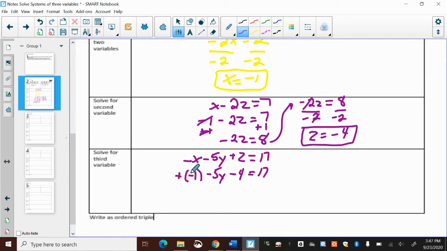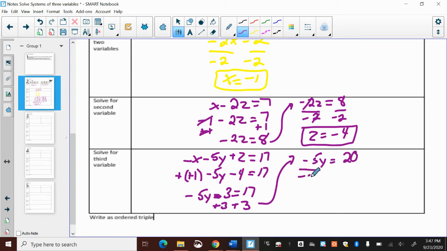2 negatives become a single positive. Combining like terms, 1 and minus 4 is going to get us minus 3. I'm going to add 3 to both sides. Going to continue up over here. Minus 5y is equal to 20. Divide by minus 5, divide by minus 5. We get y is equal to negative 4.